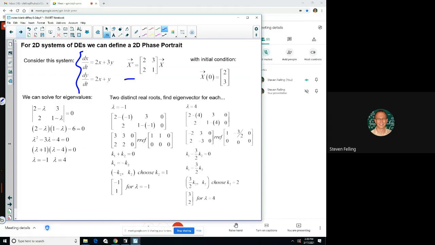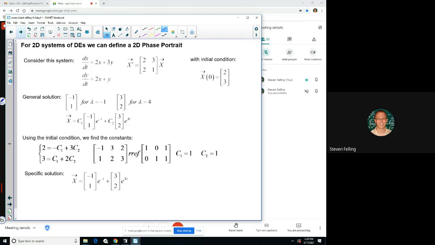We can put it in matrix form. Maybe we're given an initial condition, and then we can solve this system for the system solution. We would first solve for the eigenvalues. This particular one using the procedure has an eigenvalue of -1 and a 4. And then for each of those, we would find an eigenvector. Since they're two distinct real ones, we have two separate eigenvectors. We go through the procedure, and we get -1, 1 for the eigenvalue -1, and we get the eigenvector 3, 2 for the eigenvalue 4.